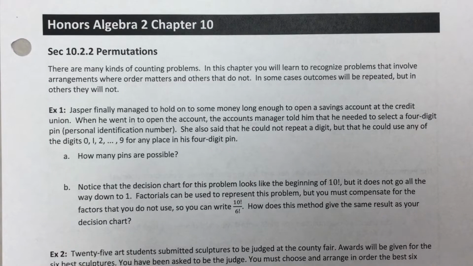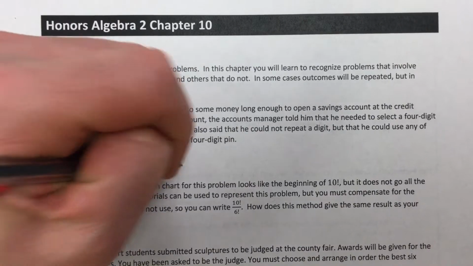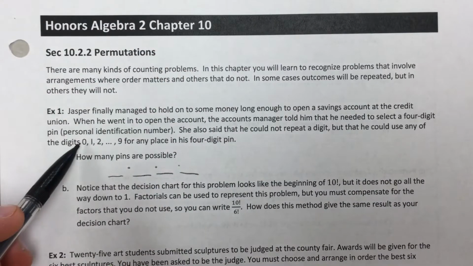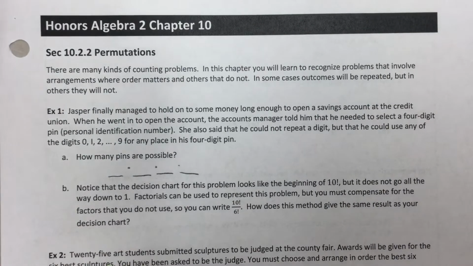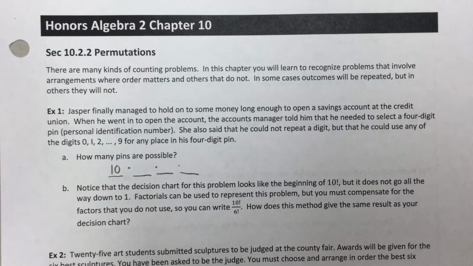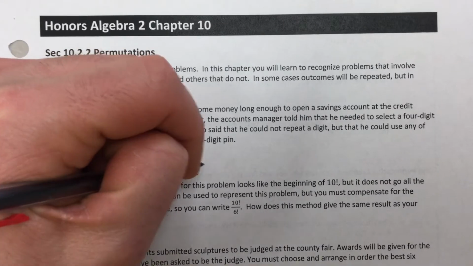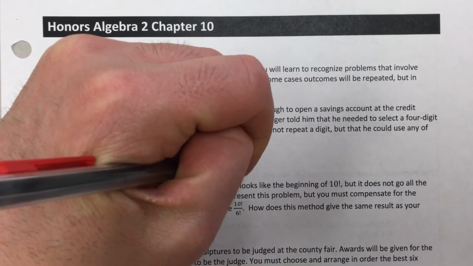So if we go back and think about what we did last lesson, there are 4 different decisions he needs to make. And if you look at the numbers 0 through 9, that is actually 10 numbers. So he has 10 possible choices for the first digit. In this case, we can't repeat. So then we have 9, and 8, and then 7, because again, we cannot repeat any of our digits. So if we do 10 times 9 times 8 times 7, we get 5,040 ways.